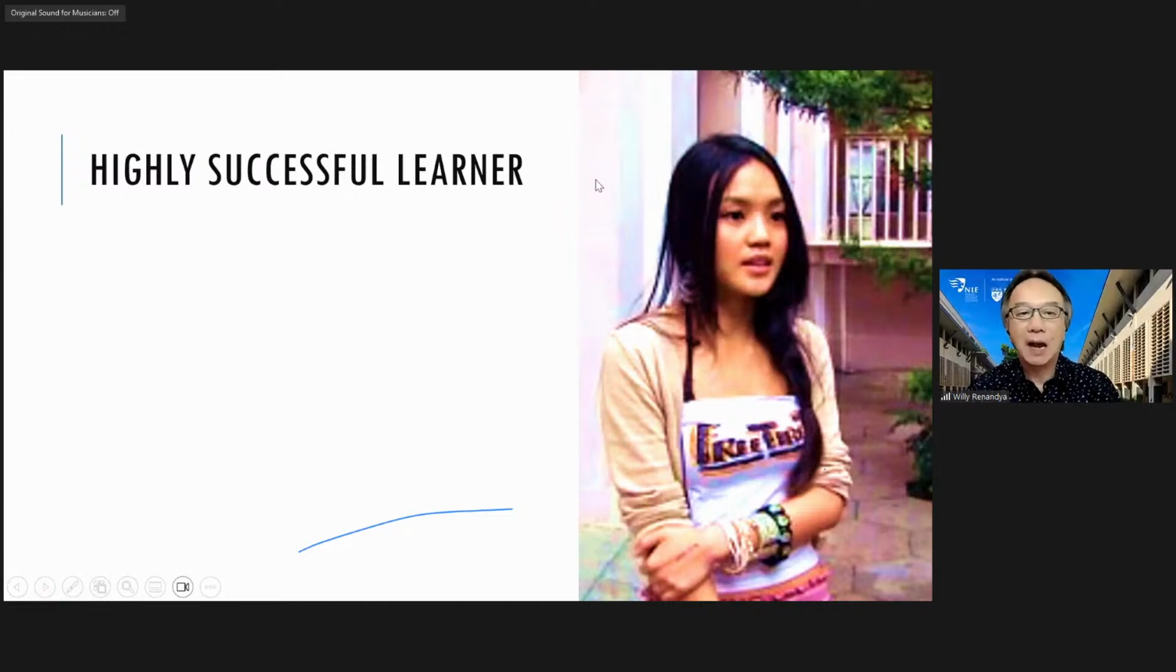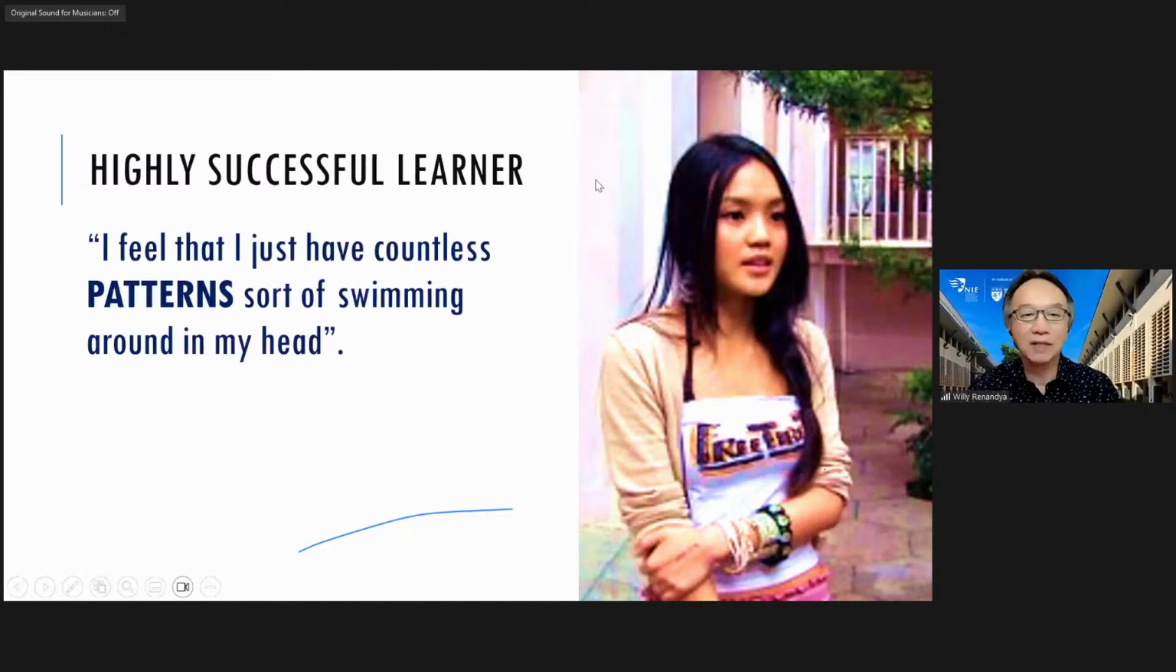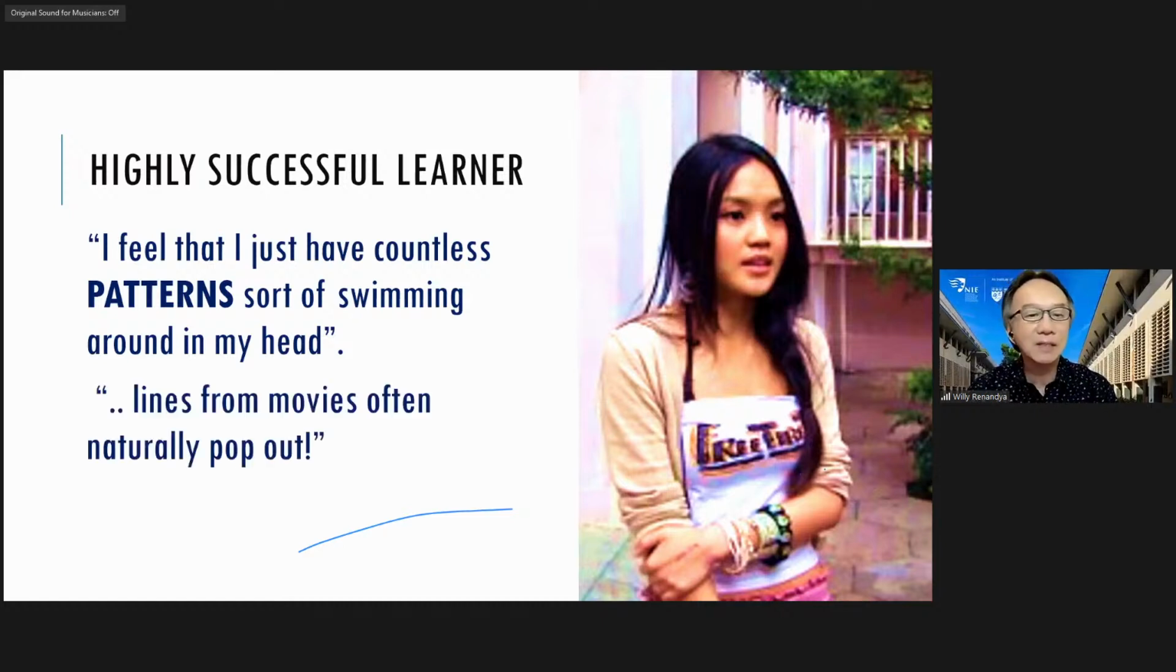I feel that I just have countless patterns swimming around in my head. Patterns, not individual words, not grammar, but patterns. These patterns keep occurring again and again, and then they stick in my head. Lines here refers to patterns. Patterns of words and sentences from movies often naturally just pop up just like that.